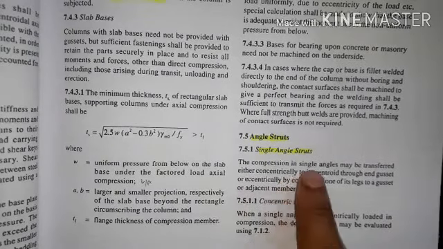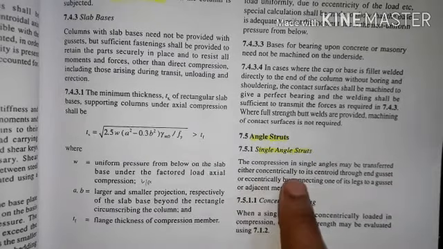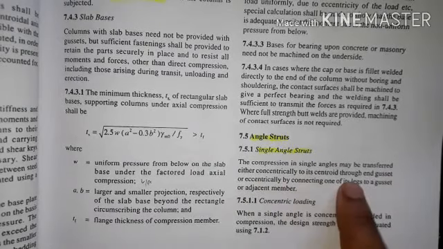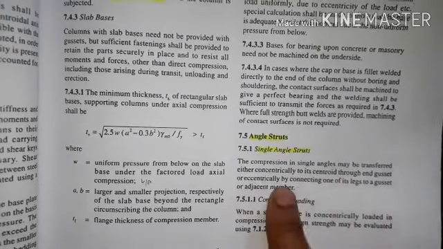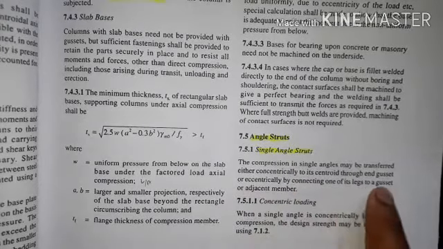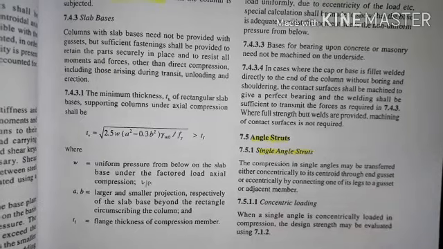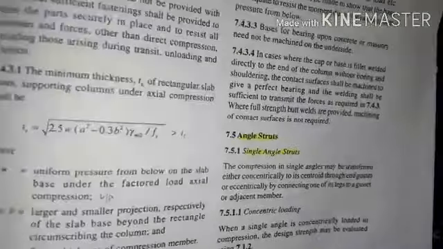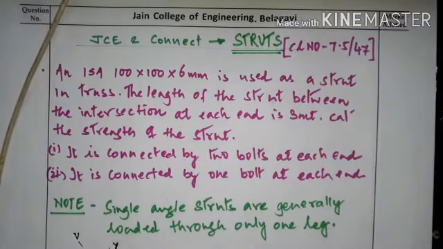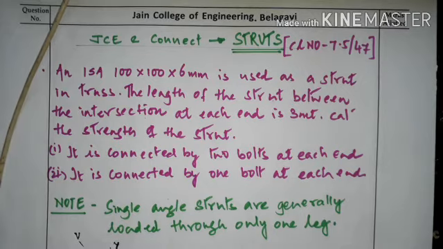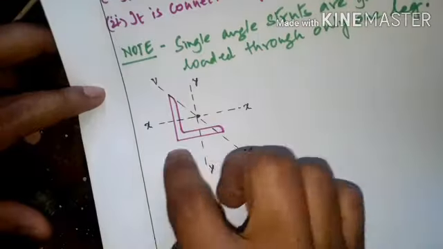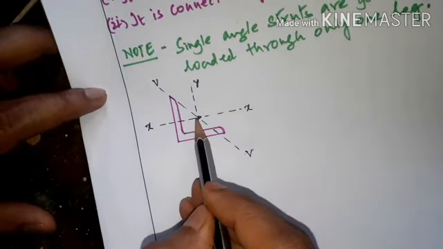The compression in single angle may be transferred either concentrically to its centroid through end gusset or eccentrically by connecting one of its leg to gusset or adjacent member. Okay, so what they have given in single angle strut is that the force is transferred either concentrically or eccentrically. Eccentrically means it is loaded through one leg. Here I'll just show you the sketch of angle section, and we check the centroidal axis here.